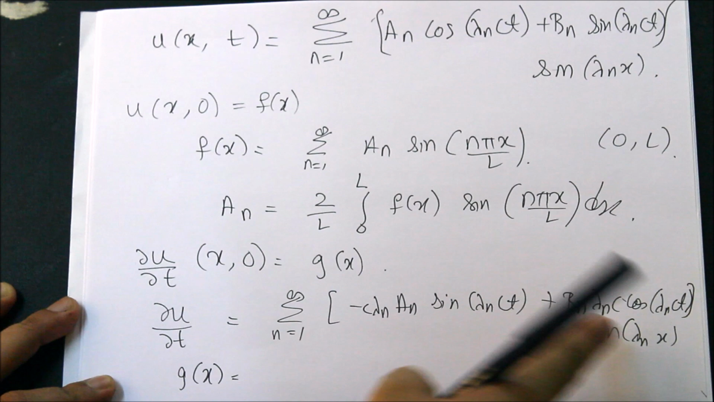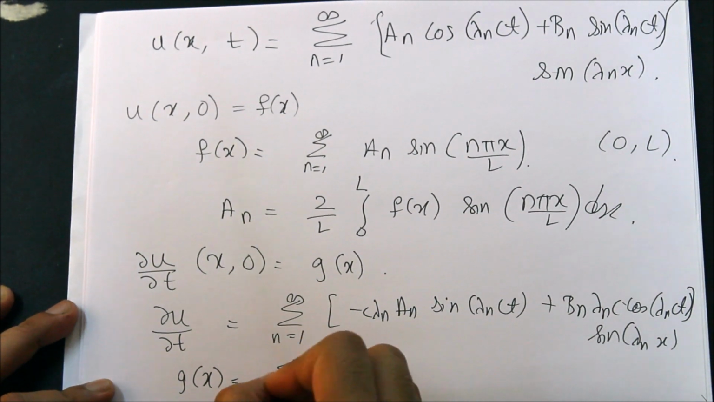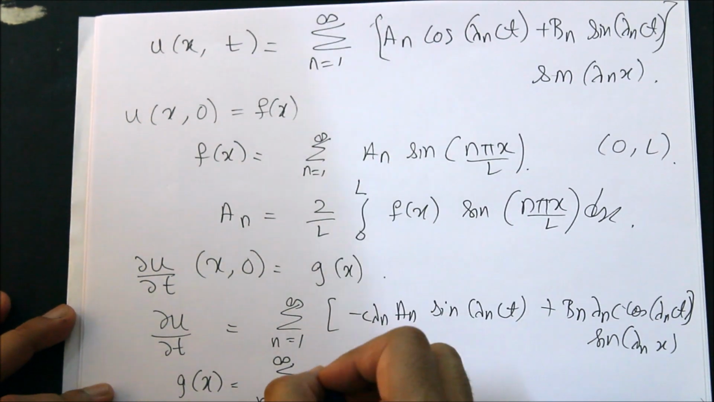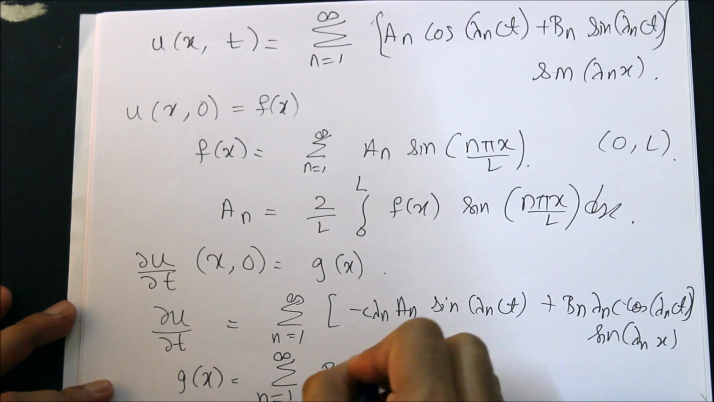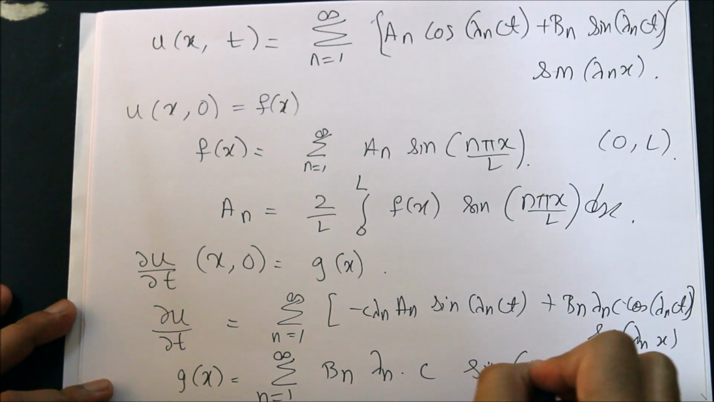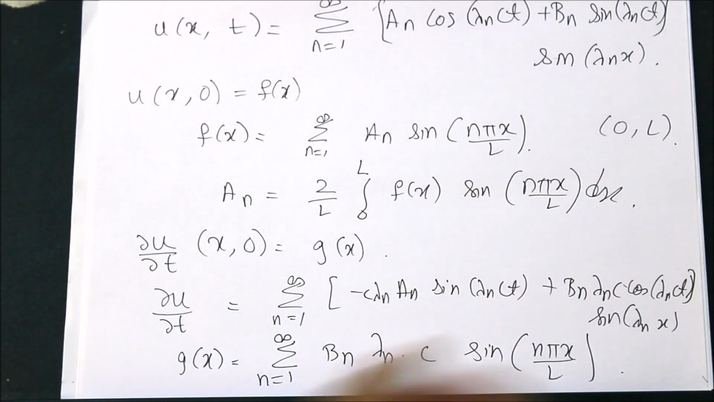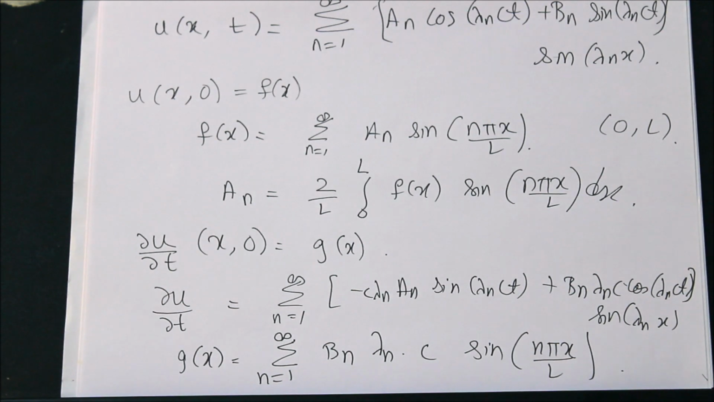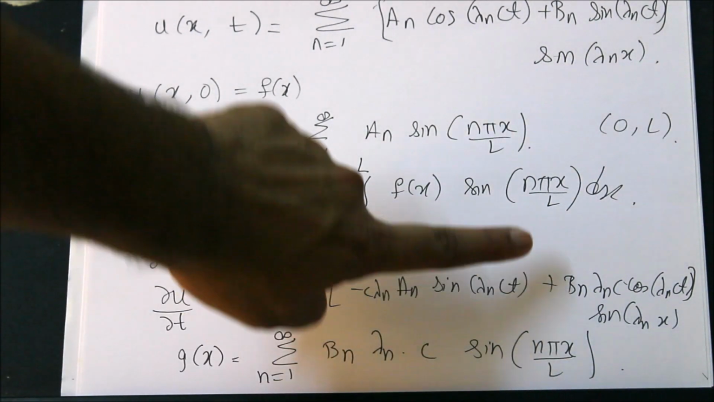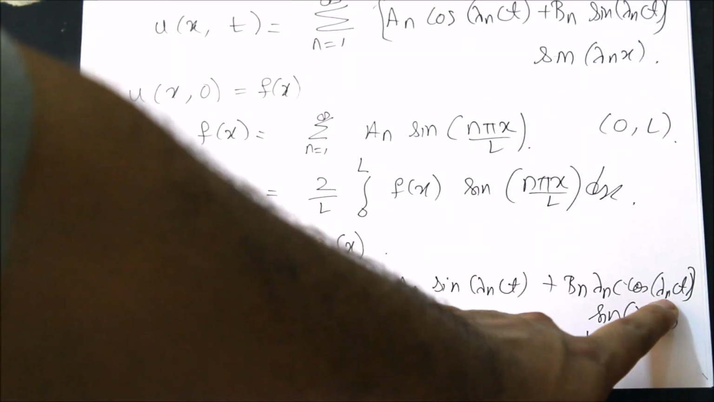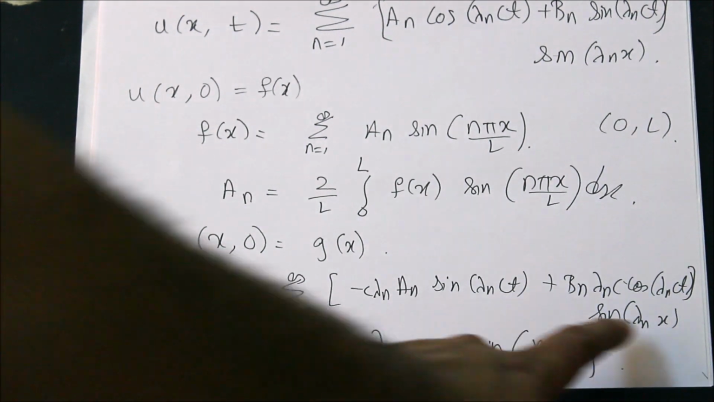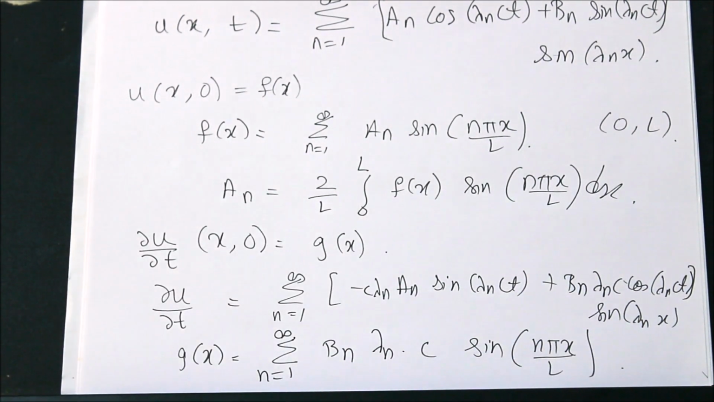So this goes away, and what I am left with is summation n from 1 to infinity of bn into lambda n into c into sine of n pi x upon L, because this is a differentiation. When I take it at (x, 0), when I put t equal to 0, this term goes away. Cos of 0 is 1. So bn lambda n c and sine of n pi x upon L.